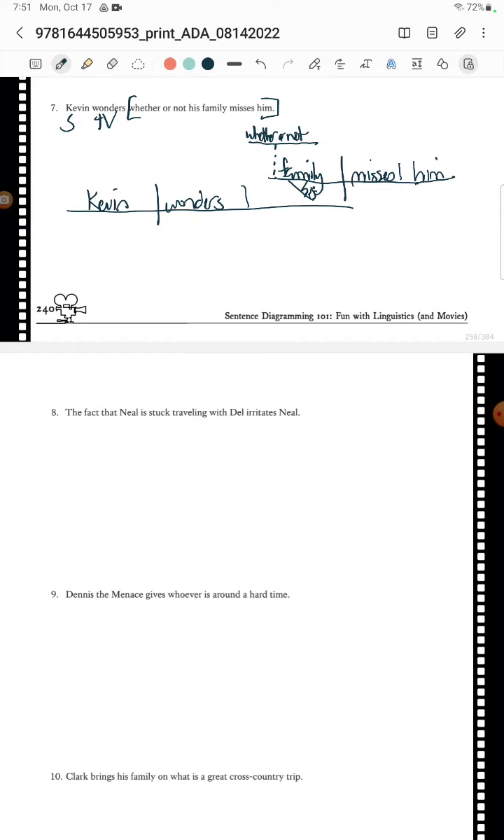Moving on to number 8, the fact that Neil is stuck traveling with Dell irritates Neil. So where are we? Oh, planes, trains, automobiles, right? Yeah. So which fact? This fact. The fact that Neil is stuck traveling with Dell. That whole thing is an appositive, renaming the fact. And then that irritates Neil. So we're going to have an entire noun clause acting as an appositive.